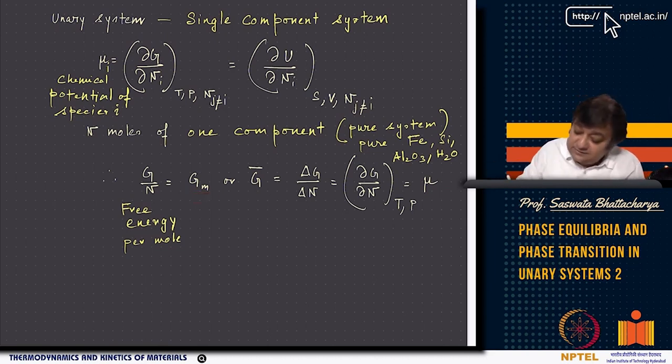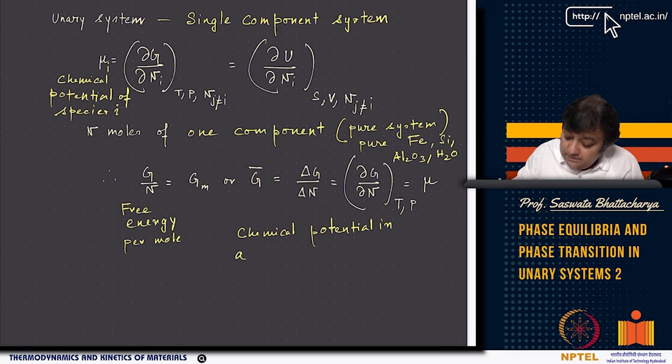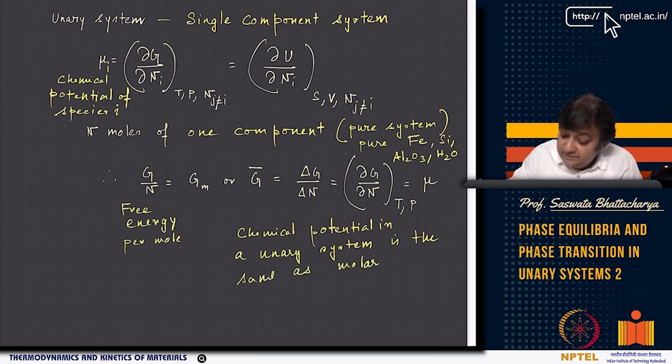So, chemical potential in a unary system is the same as molar free energy of the system.